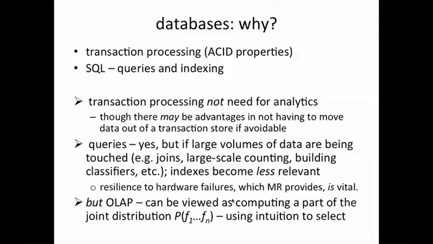So to summarize, there are two contradictory requirements here in analytics. If you have large volumes of data being touched, you don't need indexes, but if you want to find out pieces of the joint distribution using OLAP queries and human intuition, you do need indexes. And it is this dichotomy which is driving most of the debate in big data technology above, say, the basic distributed file system layer.